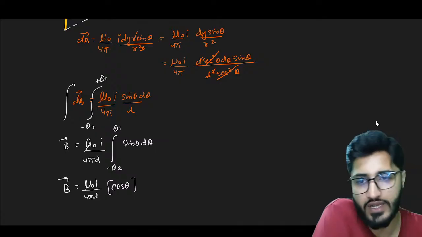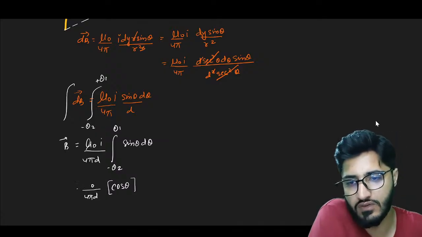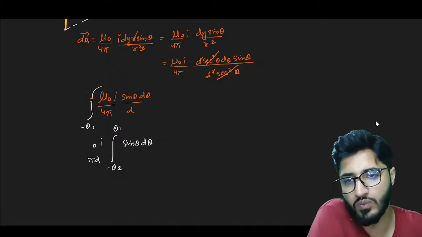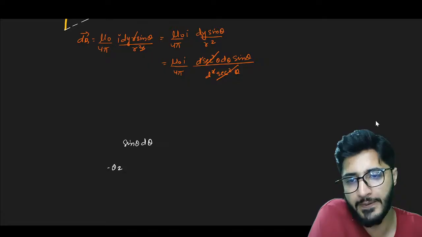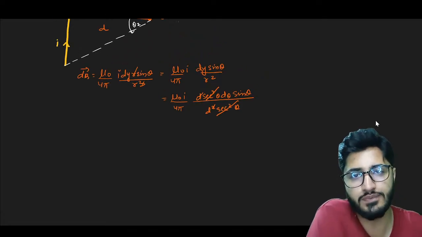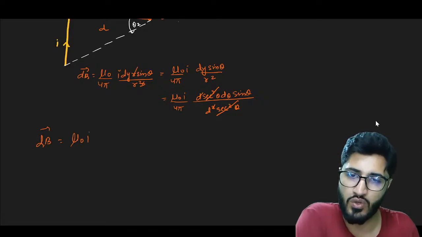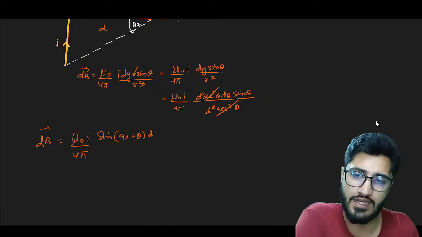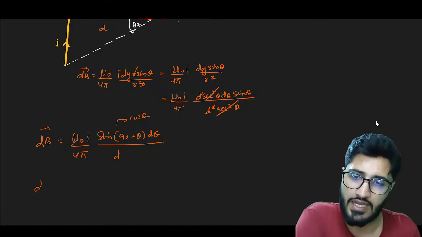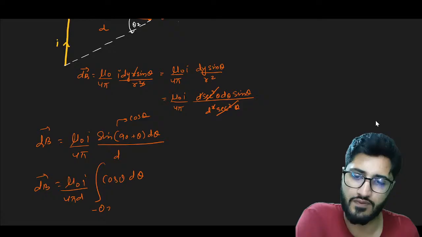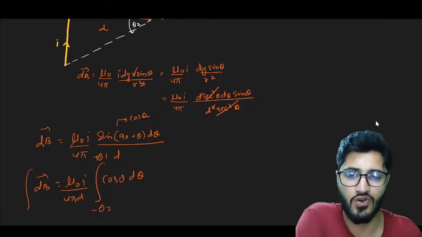I think we have done something wrong. Okay, there is one issue with our derivation now. We have forgotten to place one thing here. Up to this point it is good. Now I will write dB: it is mu naught I by 4 pi d, sine of (90 plus theta), then d theta. Sine of (90 plus theta) is cos theta. I can write dB equals mu naught I by 4 pi d, cos theta d theta. Now I need to integrate it.